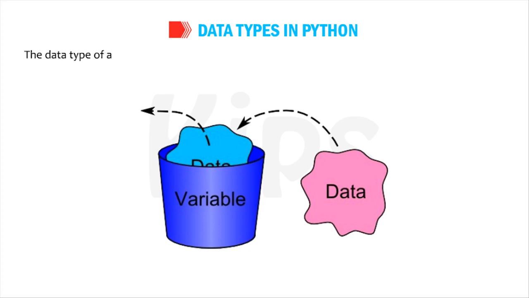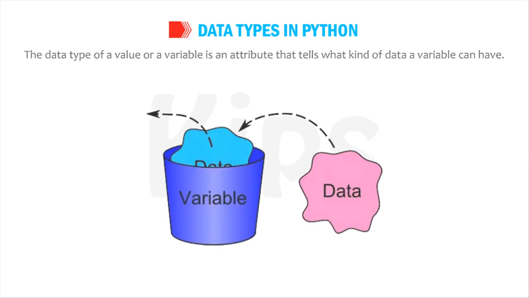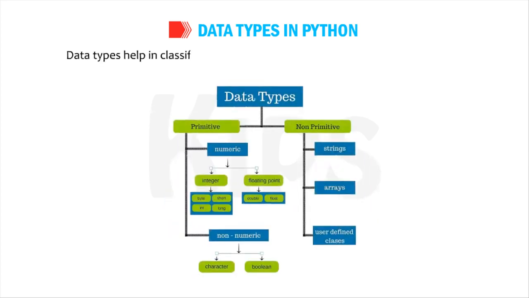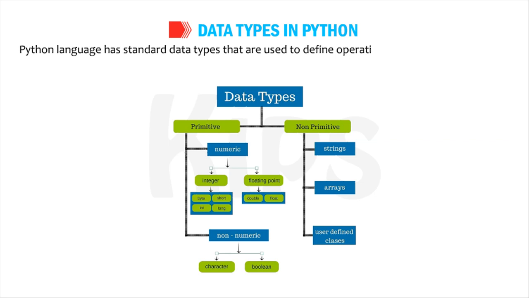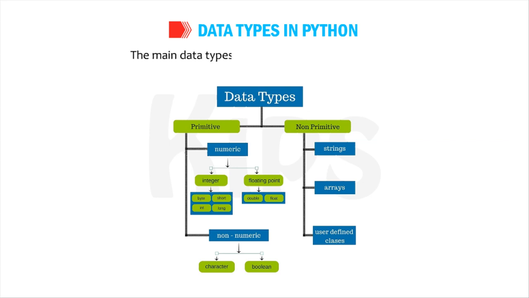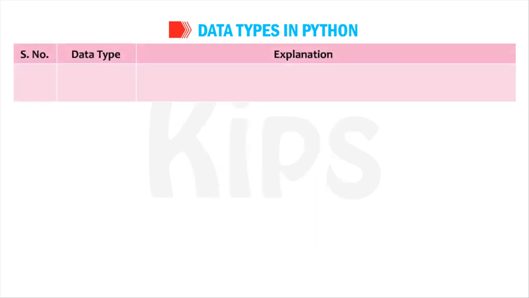The data type of a value or a variable is an attribute that tells what kind of data a variable can have. Data types help in classifying different types of data values used in a program. Python language has standard data types that are used to define operations performed on them and the storage method for each of them. The main data types used in Python are given below. Serial number, data type, explanation.